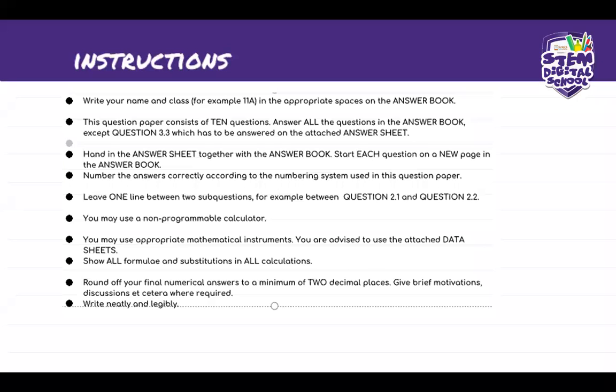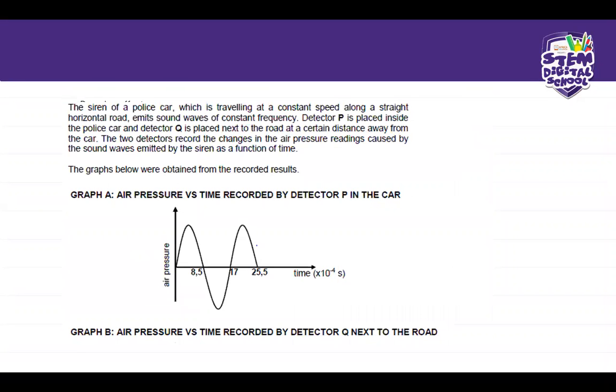Okay. So we had our paper yesterday, and we started off with our first question, which I think is a sound wave and light kind of question. It says the siren of a bus, which is traveling at a constant speed along a straight horizontal road, emits sound waves at a constant frequency. Detector P is placed inside the police car, and detector Q is placed next to the road at a certain distance away from the car. The two detectors record the changes in the air pressure readings caused by the sound waves emitted by the siren as a function of time. The graphs below were obtained from the recorded results.